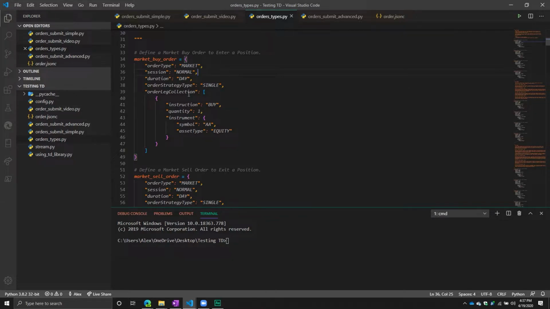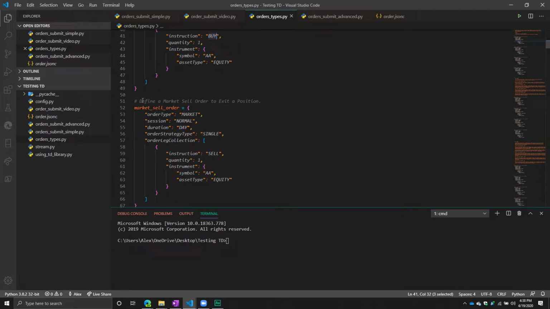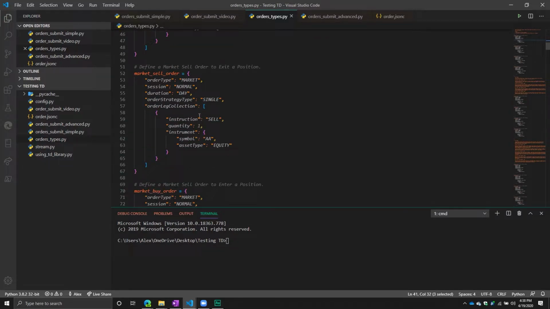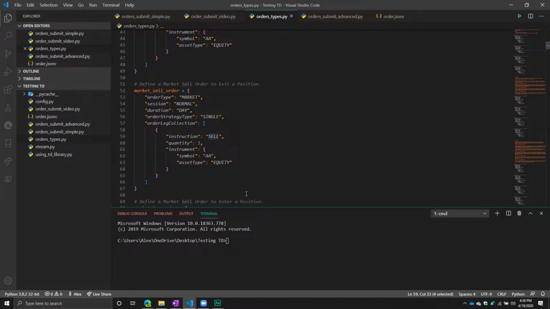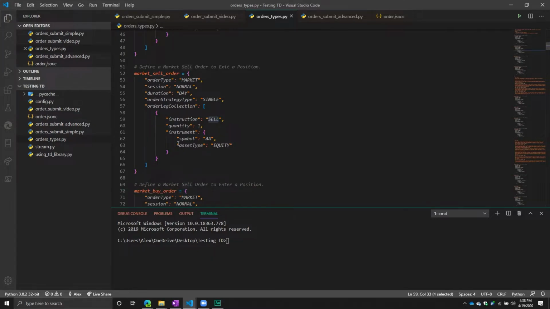Additionally, you will notice down here that our instruction will change depending on whether we are exiting or entering a position and whether we are going long or shorting that particular instrument. So if we are doing a market buy order to enter a position, so we're going long, then our instruction will be buy. If we are defining a market sell order to exit a position, so that means we're closing our long position, guess what? The only thing that changes about this order up here is we now change the instruction from buy to sell. Other than that, it's exactly the same.